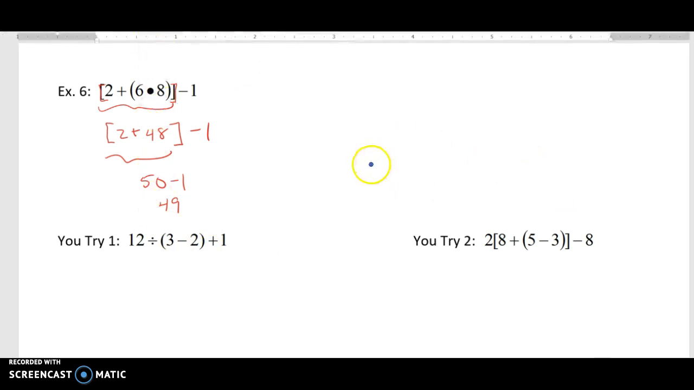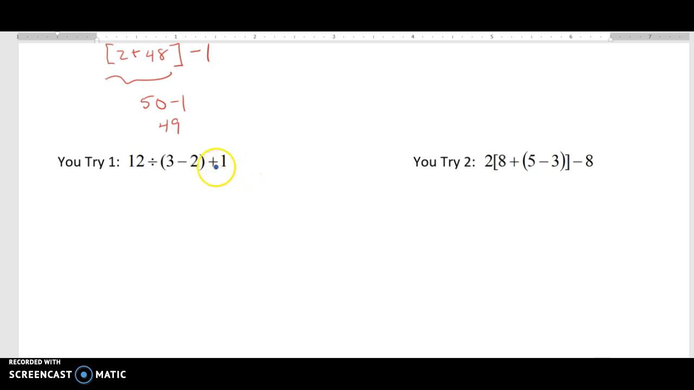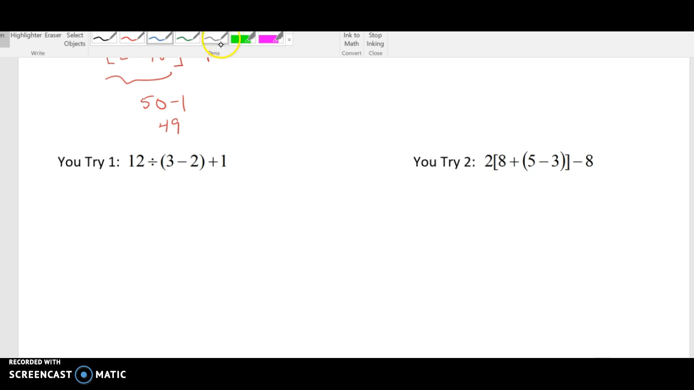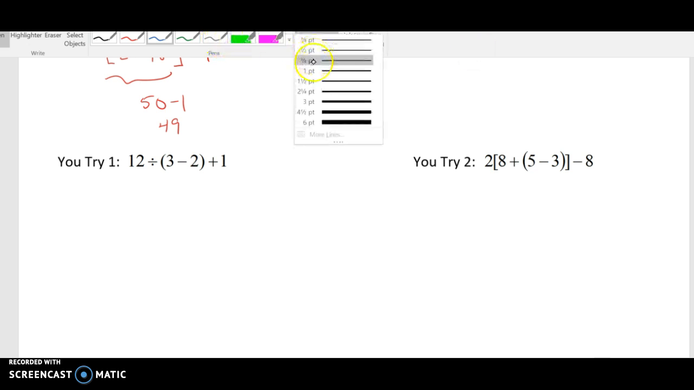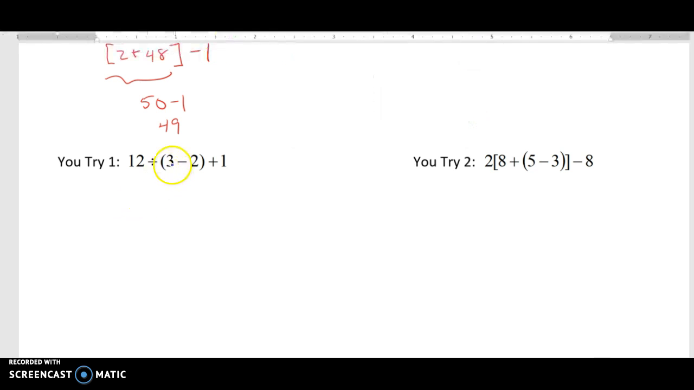So you try number 1. I have parentheses, multiplication, division. I have a bunch of things in here. So what are we going to do here? Well, first thing we're going to do is what's in the parentheses. So we're going to bring down the 12 divided by 3 minus 2. Remember, that's in the parentheses, so we have to do it first. 3 minus 2 is 1. Now I can jump to this division. 12 divided by 1 is 12. 12 plus 1 is 13.